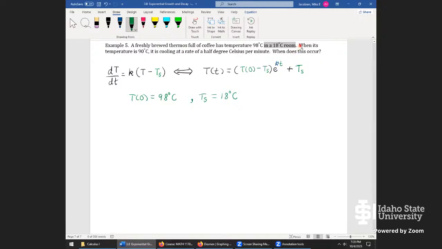Next it says, when its temperature is 90 degrees, it is cooling at a rate of a half a degree Celsius per minute. That's a heck of a statement. We want to know, when does this occur? So that's essentially the question, a time value.